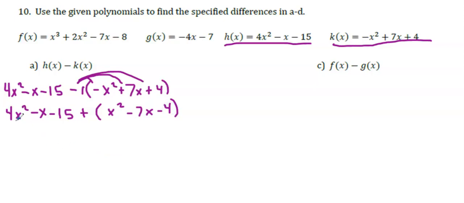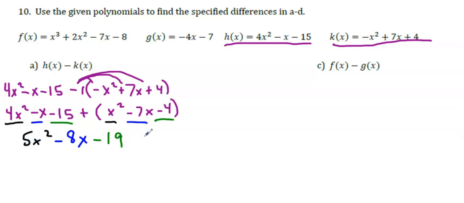Now when I'm adding, I can just look at like terms. 4x squared plus x squared is 5x squared. Negative x plus negative 7x is a negative 8x. And then negative 15 plus negative 4 makes negative 19. So we have our answer, 5x squared minus 8x minus 19.